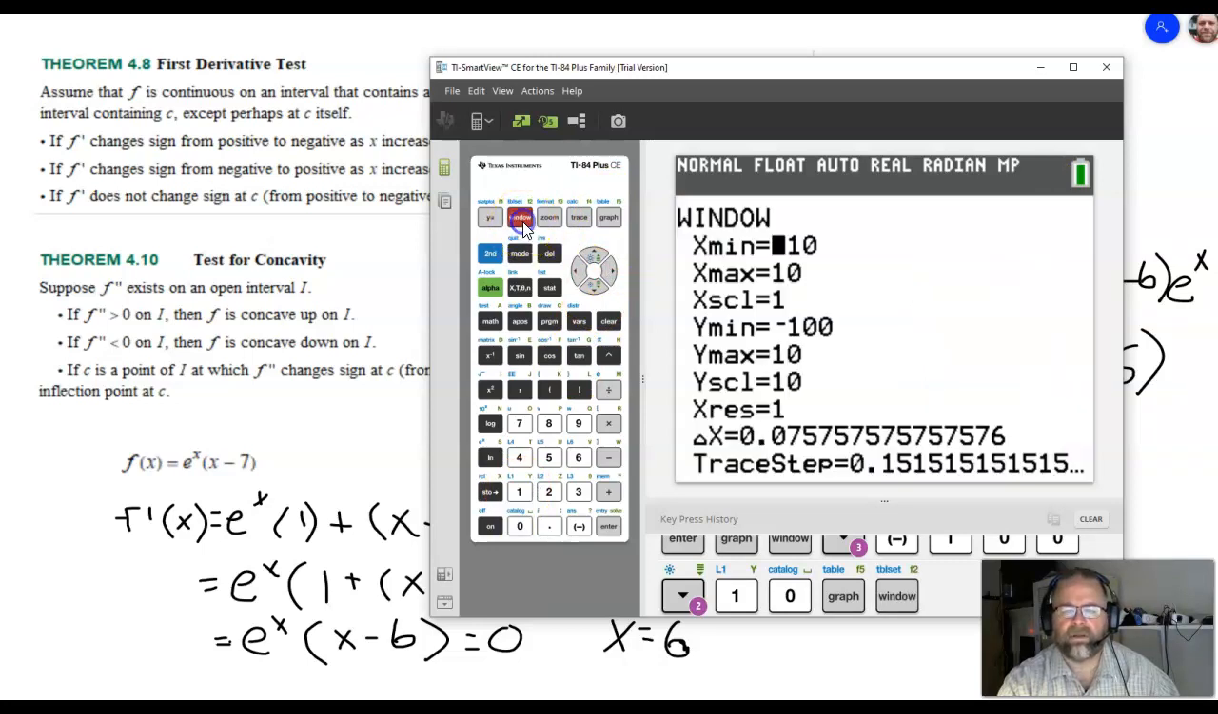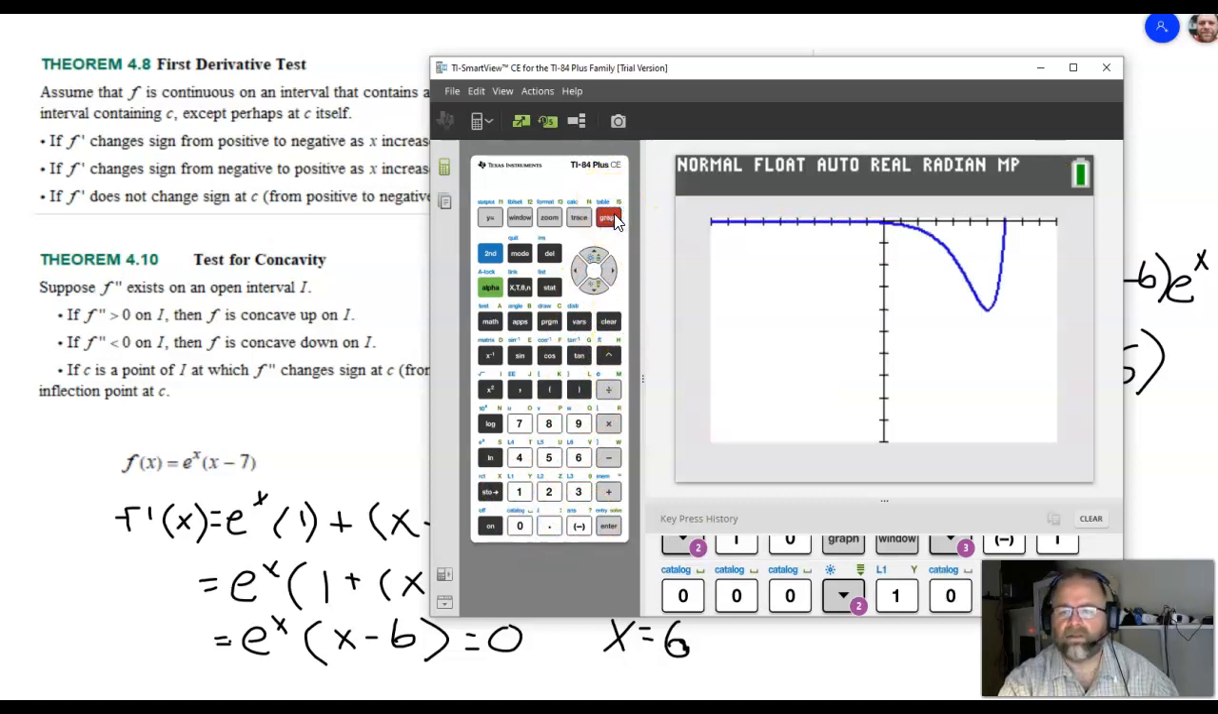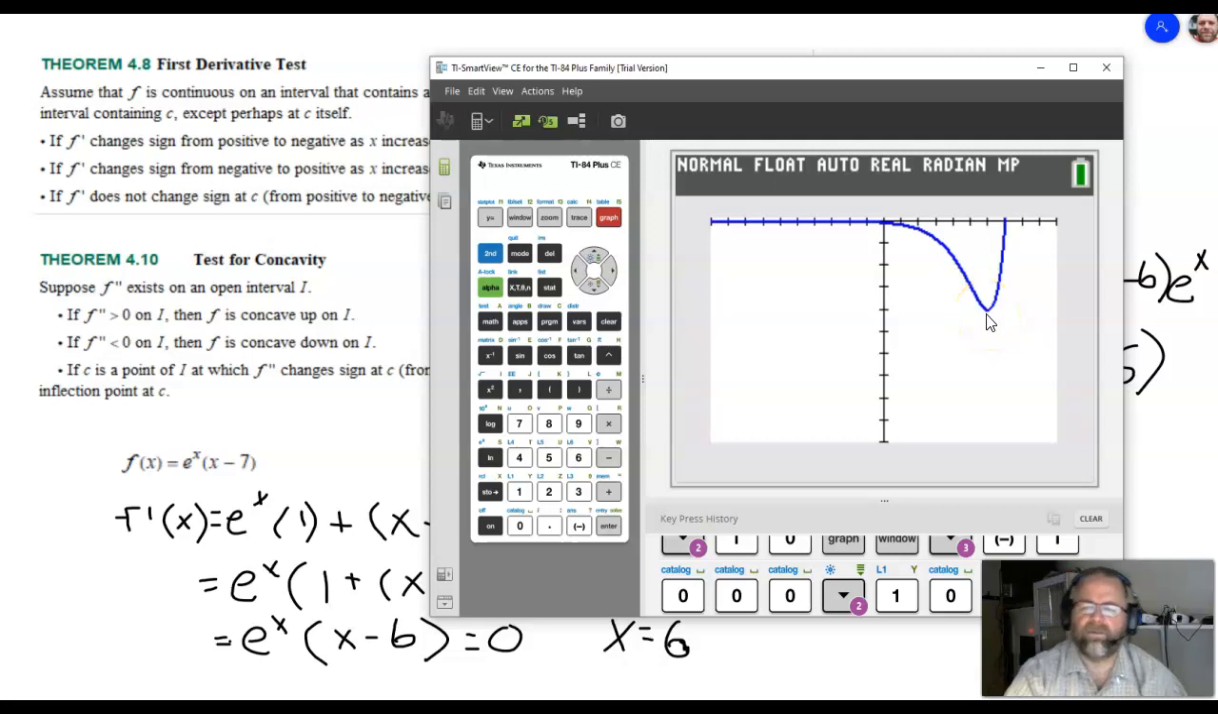All right, let's go down even farther. Let's go down to negative 1,000 and change that scale to 100. And there we go. Now we can see it. So 1, 2, 3, 4, 5, 6. If you go straight down from 6, that's where the local minimum value occurs. And I think from this graph, we could probably make a pretty strong case that that's an absolute minimum as well.